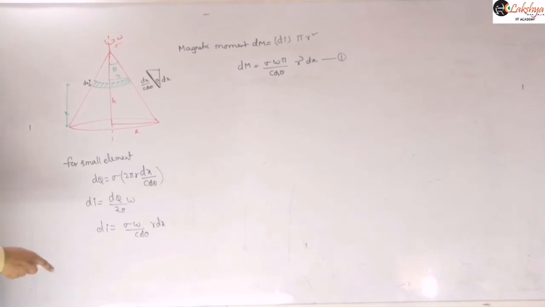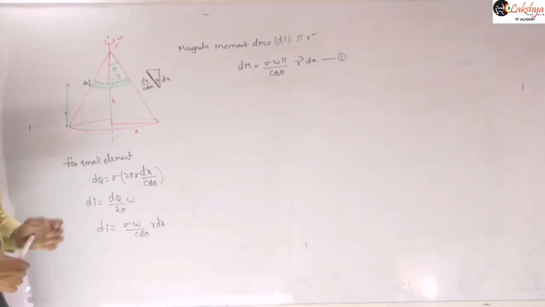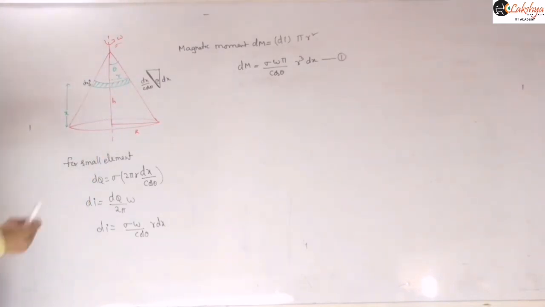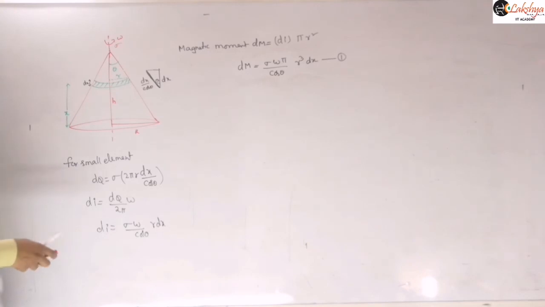Now here we need to do a small calculation. That means x is one variable and dr, that means r, is another variable. So dx is one variable and r is another variable. So you need to convert that. That means you need to convert either dr in terms of dx, r in terms of x, or x in terms of r you can write here.